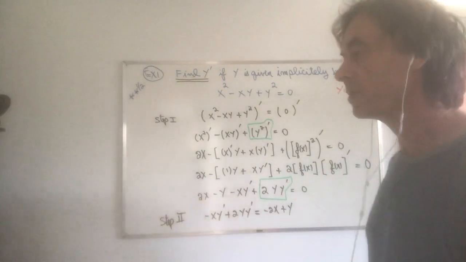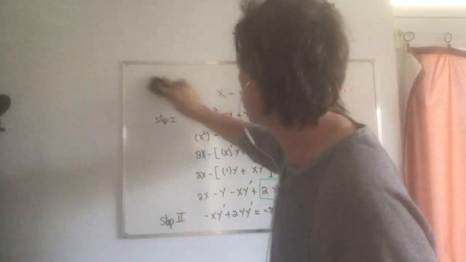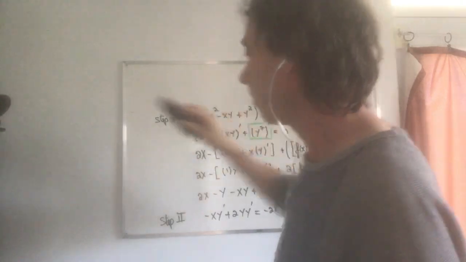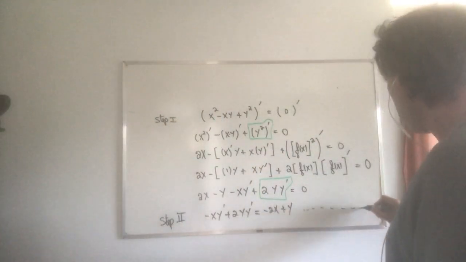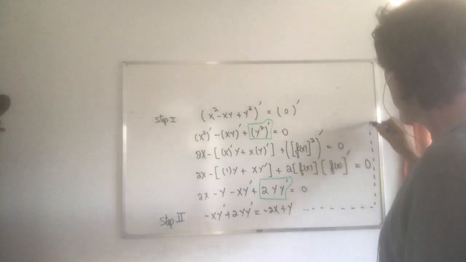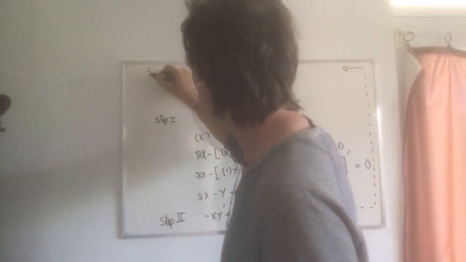Now, since I'm running out of room, I am going to complete the problem on top of the whiteboard. I'm going to make an arrow here. And we're going to finish the problem right here with step 3.